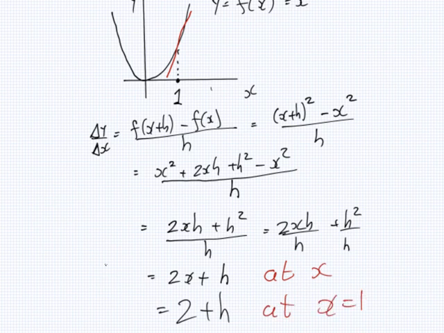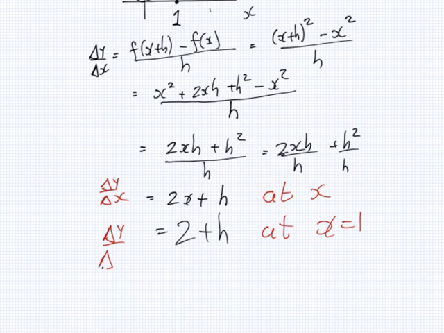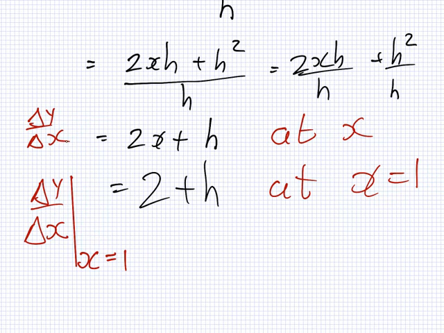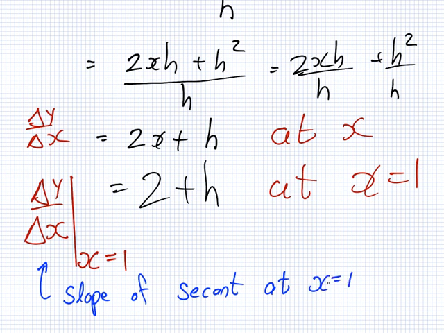So the way we write that is like this. This is delta y over delta x, and this is delta y over delta x. Does anybody know what I write differently? Where do I put the 1? You draw a line like this, and at the bottom of the line you say x equals 1. So this means slope of secant at 1. And this one here is just at some x.